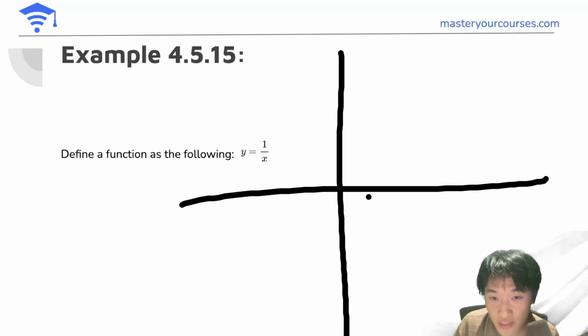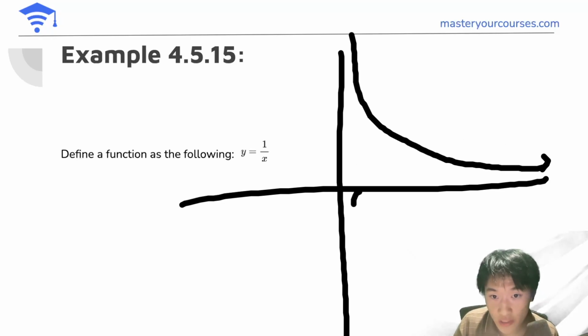So as x approaches 0, what happens? Well, this gets bigger and bigger and bigger. So there's an asymptote happening at the origin. What about if you approach x from the negative side?